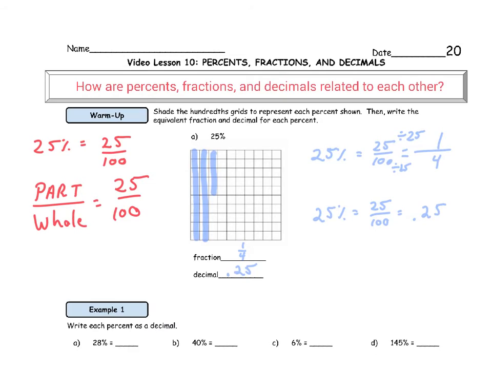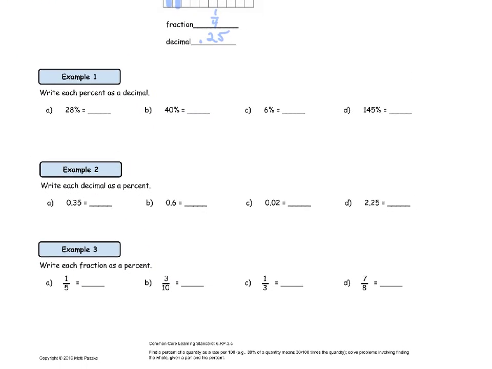So now let's go ahead and take a look at example number 1. Example number 1 says write each percent as a decimal. So here we go. 28%. When I look at the word percent, I'm going to break it down: per cent. Whenever I see the word percent, I think of a rate because the word per represents division for me. Cent represents 100. So 28 per cent. In other words, 28 hundredths, 0.28.